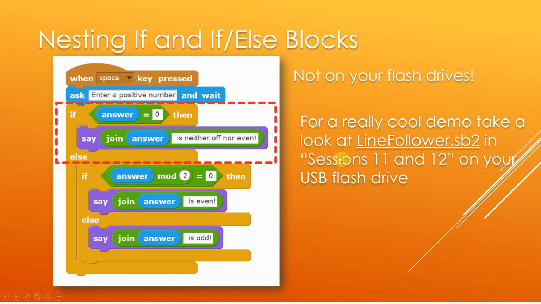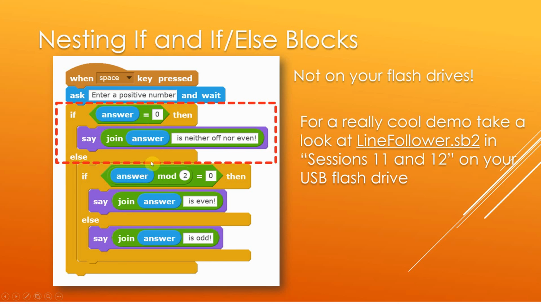Okay, so nesting of if-then else blocks. This block down here is the block we've just done, but there is a special case. If we put in 0, 0 is not odd or even. So we are going to put our if-then else block inside another if-then else block. And if the answer is equal to 0, then we say the answer is neither odd nor even. Excuse the spelling mistake there.